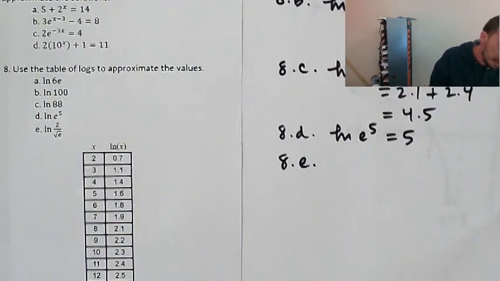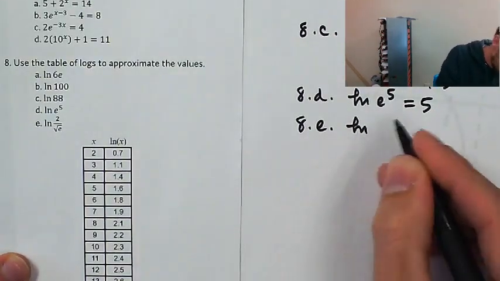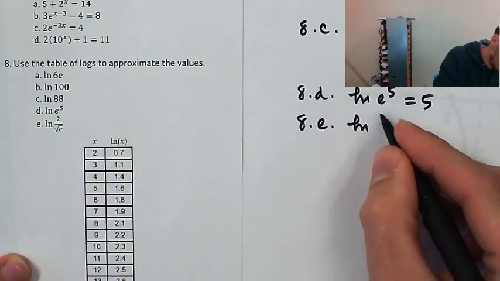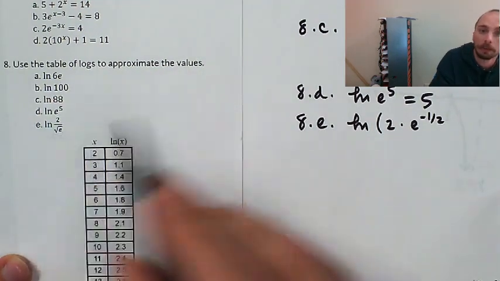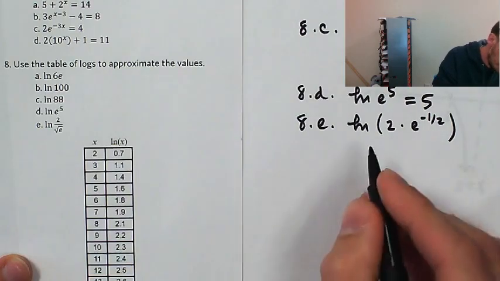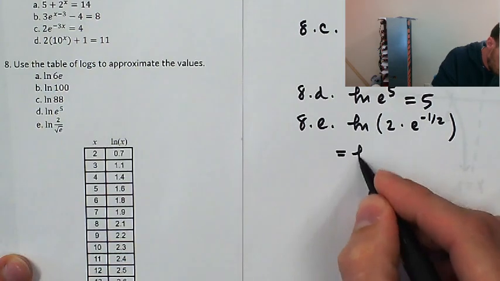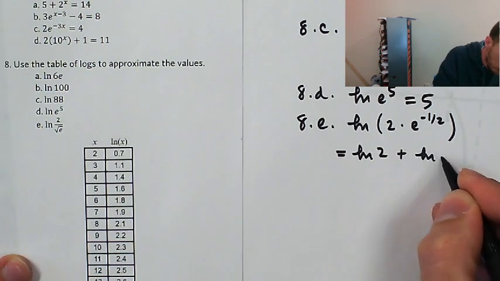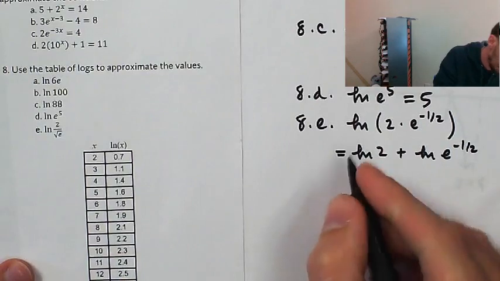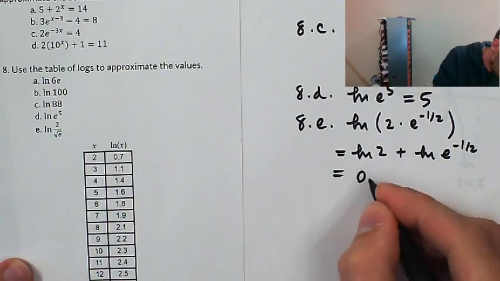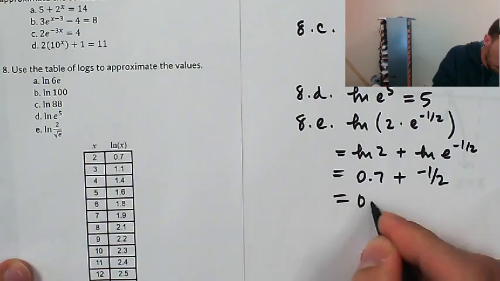So 8e, natural log of 2 over the square root of e. I might just call that 2 times e to the negative 1/2 power, right? Half because it's the square root, negative because it's in the denominator. So I'm going to say that this is equal to natural log of 2 plus natural log of e to the negative 1/2. I really like this. It used our fundamental identity, and that's why I always default to it. Natural log of 2 is 0.7 plus, hey, that's just negative 1/2, which is negative 0.5, and that'll be 0.2.